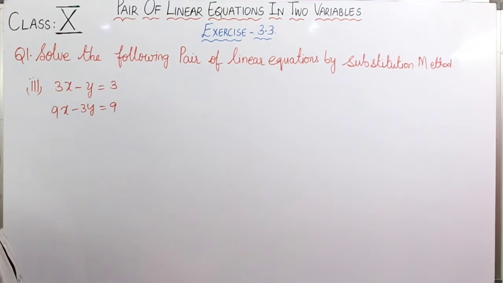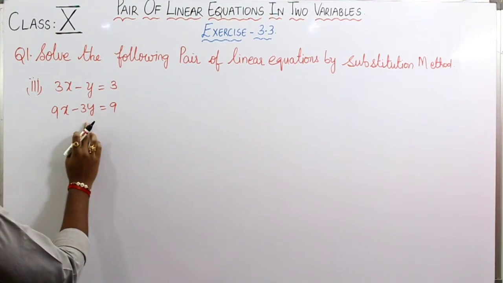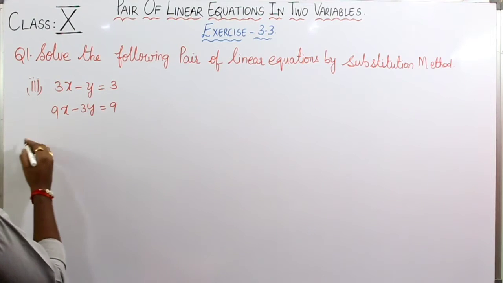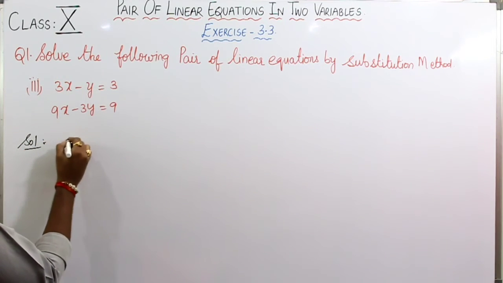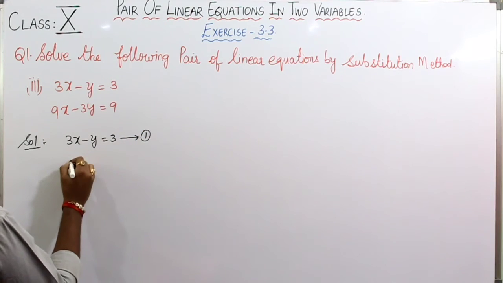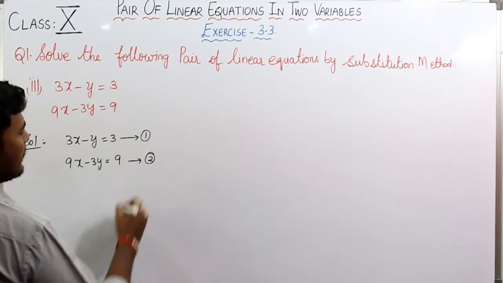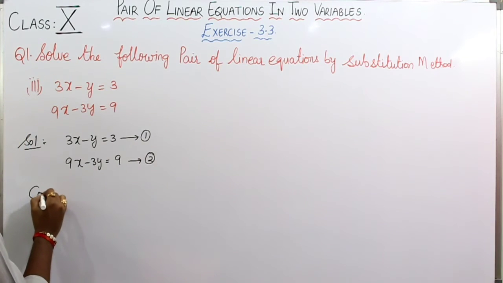Now the third problem of this exercise 3.3: 3x minus y is equal to 3, 9x minus 3y is equal to 9. So first, consider the equations. 3x minus y is equal to 3 as the first equation, 9x minus 3y is equal to 9 as the second equation. So consider the first equation.